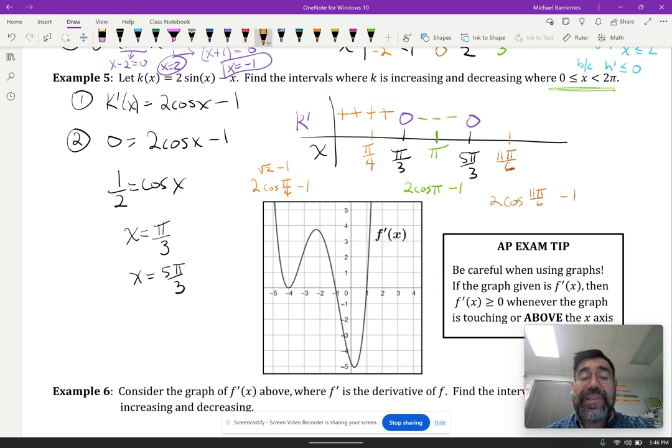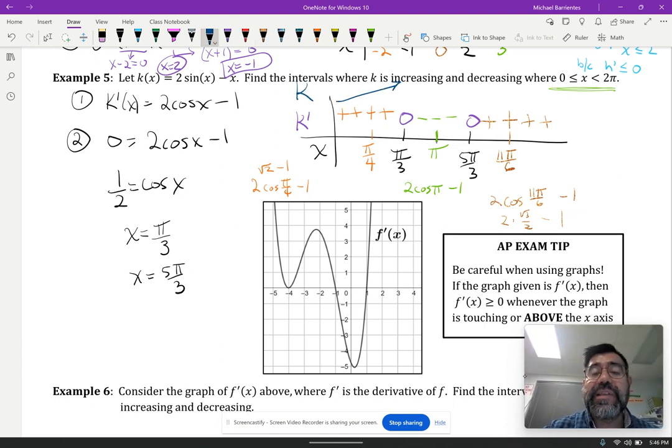Well, cosine of 11 pi over 6 is going to be square root of 3 over 2, times 2, minus 1. Well, the 2s are going to cancel, so I'm left with square root of 3 minus 1. And if I take square root of 3, which is about 1.73, minus 1, I am going to get a positive. And I can choose any other point, and I'll be done. Great. I can definitely see where my original function k is increasing, decreasing, and then increasing again.